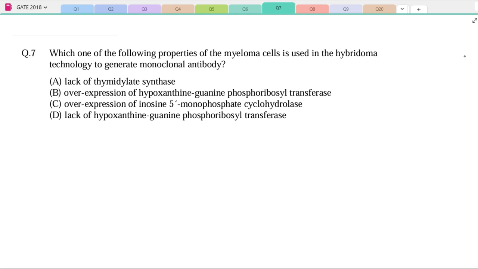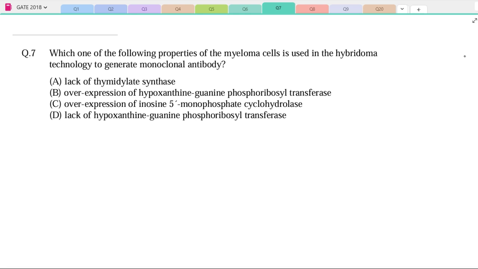B cells, which produce the antibodies, are short-lived. So they won't be able to survive this particular HAT medium for a long time because their lifespan is short. However, they do have the HGPRT enzyme for the salvage pathway synthesis of nucleotides. However, these myeloma cells, being able to divide at an uncontrollable rate, lack this HGPRT, and as a result, they won't be able to synthesize nucleotides through the salvage pathway.